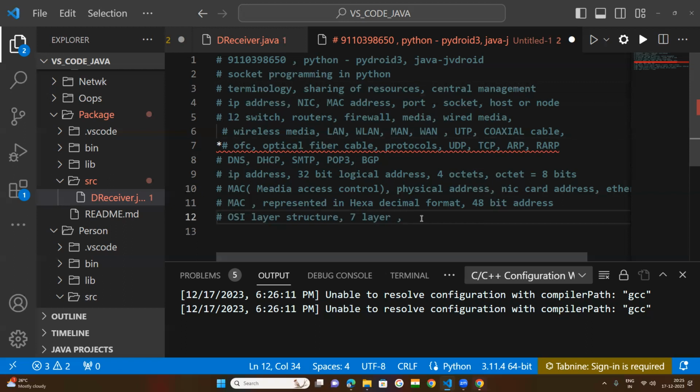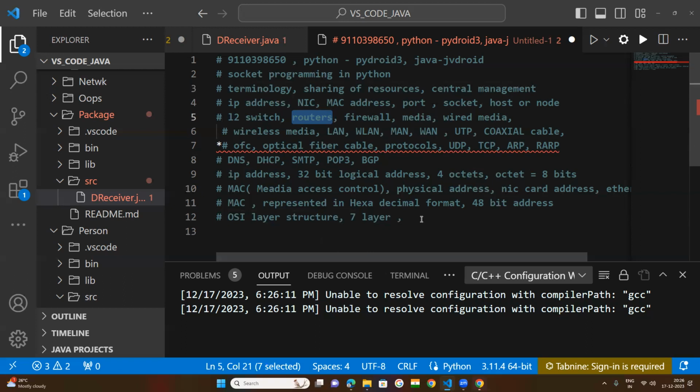So for the 7-layer structure, I don't want to waste time here. At every layer, what is the role? The physical layer: devices are connected physically through cables, otherwise wireless media, through a frequency. Then the data link layer: L2 switches function at the data link layer. After that, the network layer: routers function at the network layer. It is called the L3 layer.